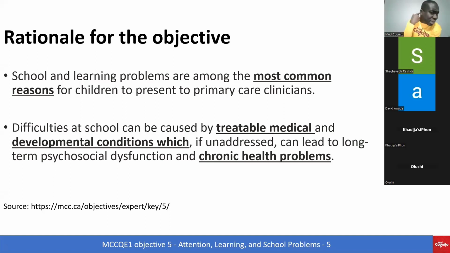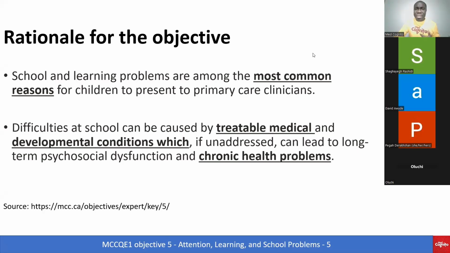And you also have to understand that difficulties at school can be caused by treatable medical and developmental conditions, which, if unaddressed, can lead to long-term psychosocial dysfunction and chronic health problems. So if I were you, I'd ask myself, what are some treatable medical conditions that can lead to learning, attention, and school problems? And what are some developmental conditions that can lead to attention, learning, and school problems?